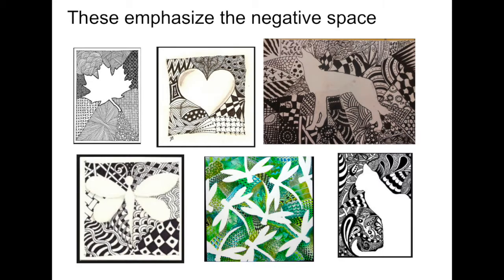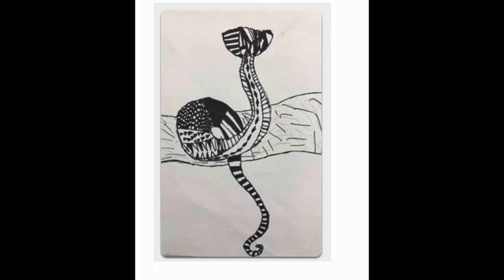In these examples, the negative space is what's emphasized with the Zentangle design. They left the subject white and used all the designs and line elements to fill in the negative space or the background. This student chose to fill in the snake with the Zentangle design, but you might choose to do it the other way and fill in the background. What's very important is that you make your subject large. It should not be small, but take up the whole paper.